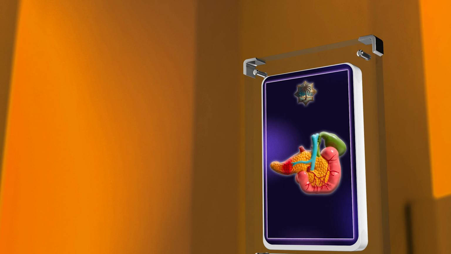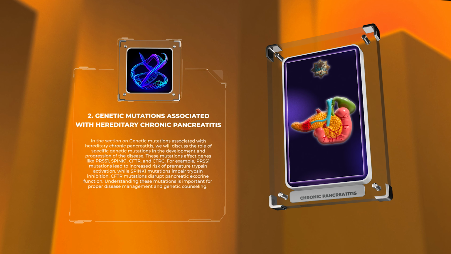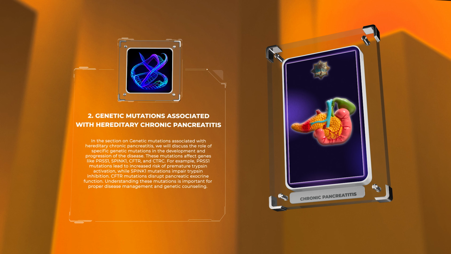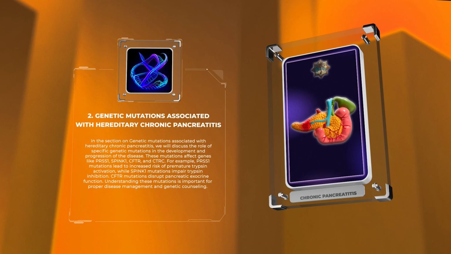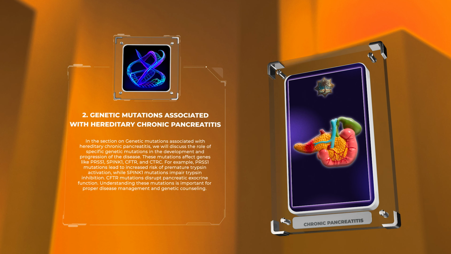In the section on genetic mutations associated with hereditary chronic pancreatitis, we will discuss the role of specific genetic mutations in the development and progression of the disease. These mutations affect genes like PRSS1, SPINK1, CFTR, and CTRC. For example, PRSS1 mutations lead to increased risk of premature trypsin activation, while SPINK1 mutations impair trypsin inhibition. CFTR mutations disrupt pancreatic exocrine function. Understanding these mutations is important for proper disease management and genetic counseling.